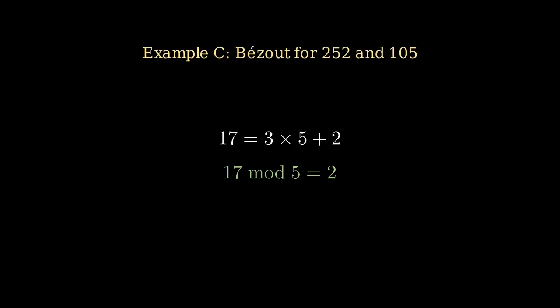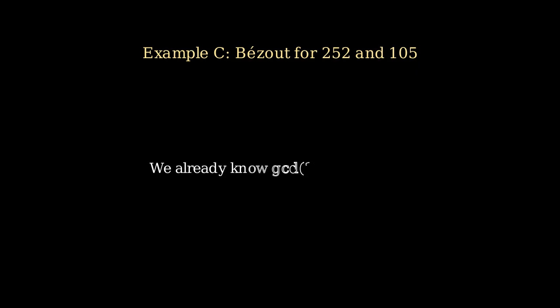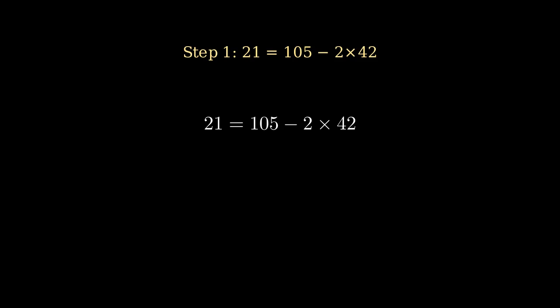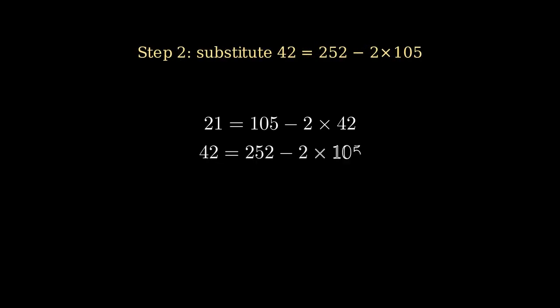Worked example C. Bezout's identity by back substitution, using the same 252 and 105 from example A. We already know the GCD is 21. Now we find integers x and y satisfying 252 times x plus 105 times y equals 21. Step 1. Start from the second to last line of the Euclidean algorithm. 21 equals 105 minus 2 times 42. Step 2, we need to eliminate that 42, so go back to the first step. 42 equals 252 minus 2 times 105.